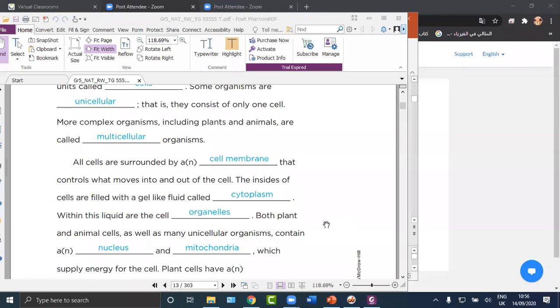Continue. Both plant and animal cells, as well as many unicellular organisms, contain a nucleus and mitochondria, which supply energy for the cell. Yes, perfect.